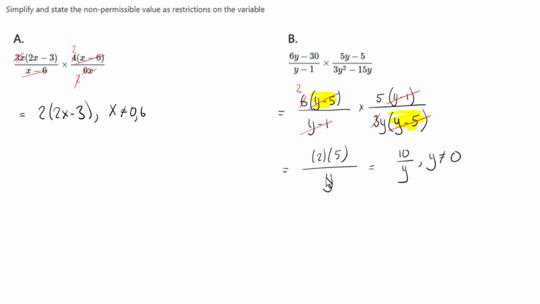But now as we go back, we also see that y cannot equal positive 5, because 5 minus 5 is 0. y can also not equal positive 1, because 1 minus 1 is 0. So we actually have three non-permissible values. We have y cannot equal 0, y cannot equal 1, and y cannot equal 5. Okay?